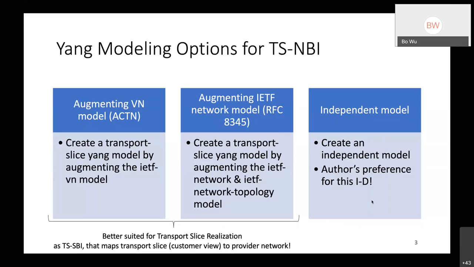when we analyze it, we think it describes the fully detailed network topology. So we also think that when we try to augment this model, we face some complexity. Given we have those analyses, the authors prefer to define a totally independent model to show the customer view of this transport slice. So next slide, please.